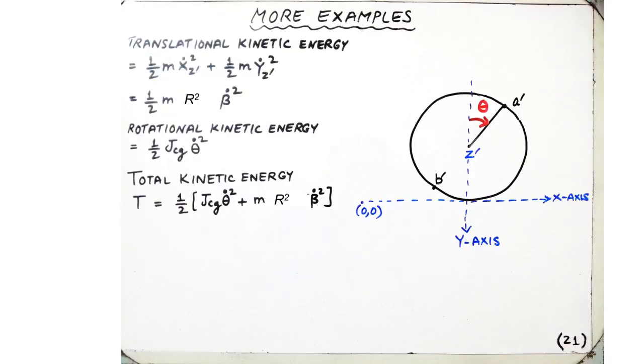With the help of which we can write the expression of the translational kinetic energy of the planet gear A. That becomes half times m times xz prime dot whole square plus half times m times yz prime dot whole square, to get half times m times capital R square times beta dot square.